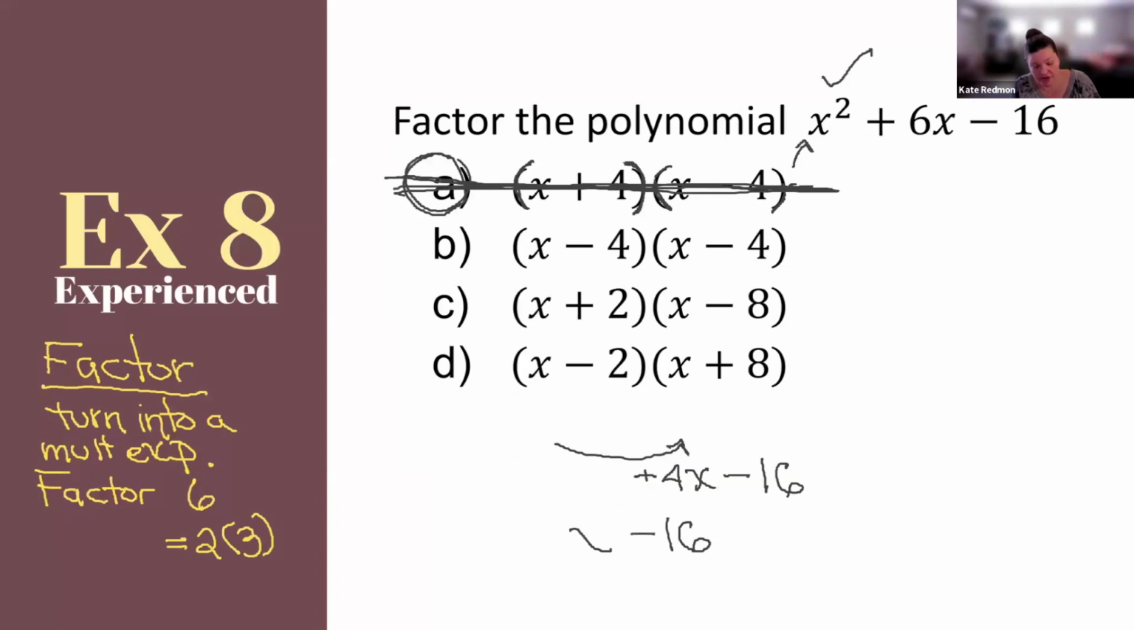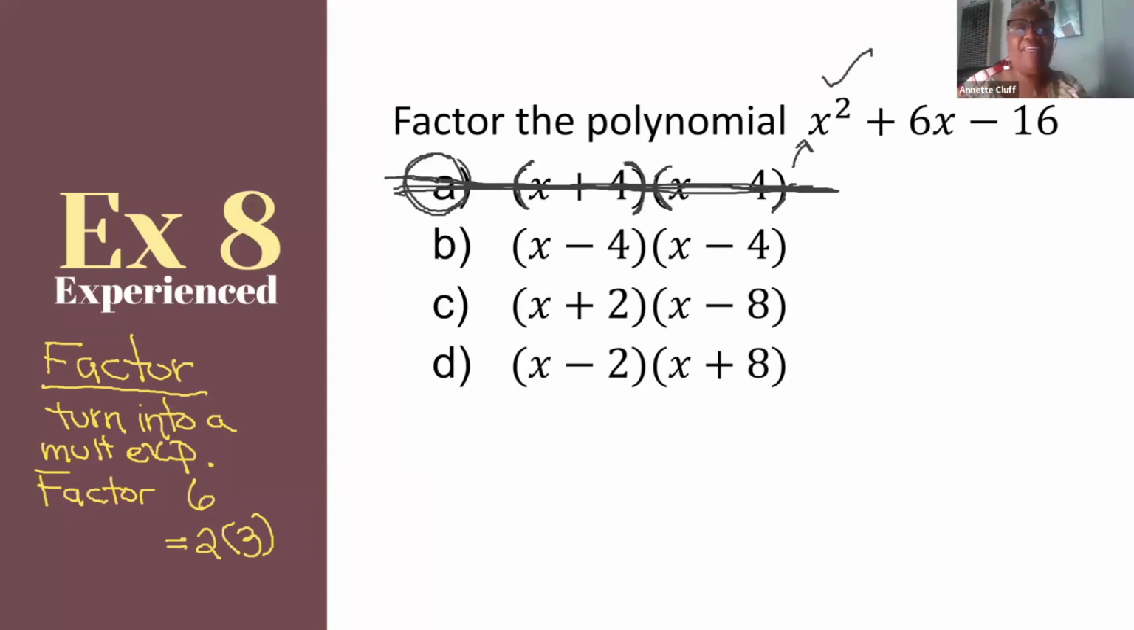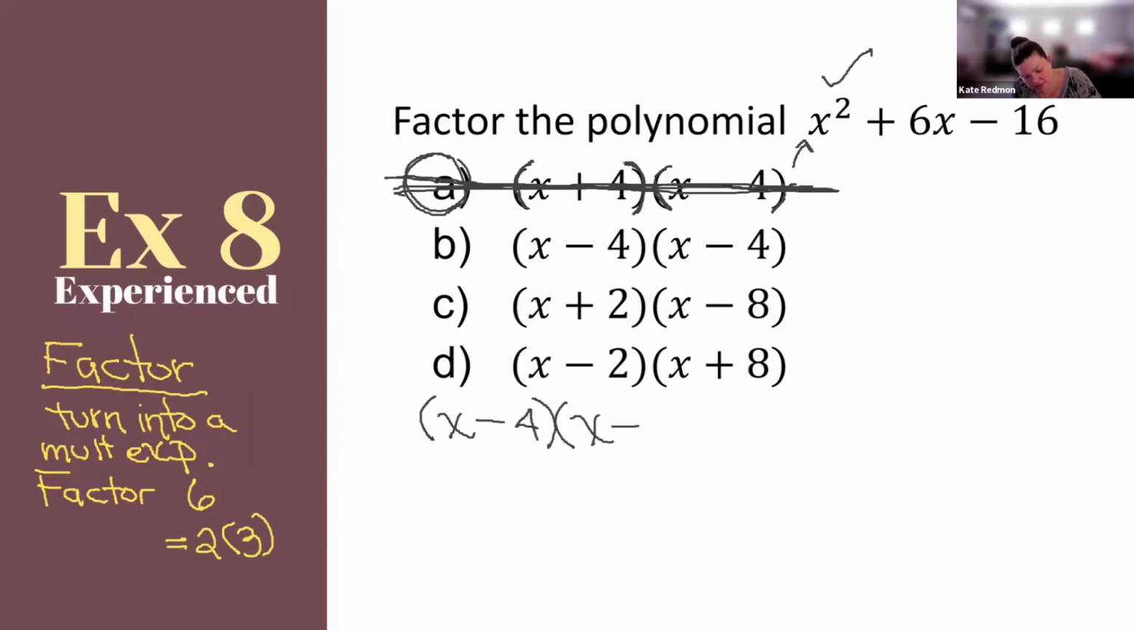So Ms. Annette, do you care to guess? Well, let's go with B. Sure, let's give it a try. So we are going to do x minus 4 times x minus 4. Let's multiply it out to check.